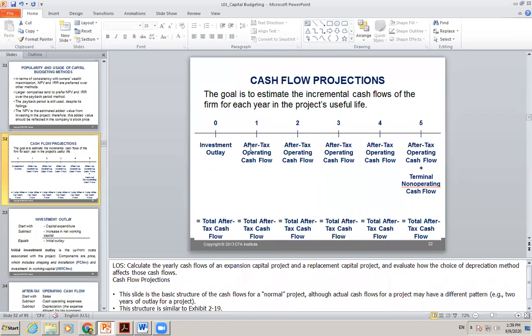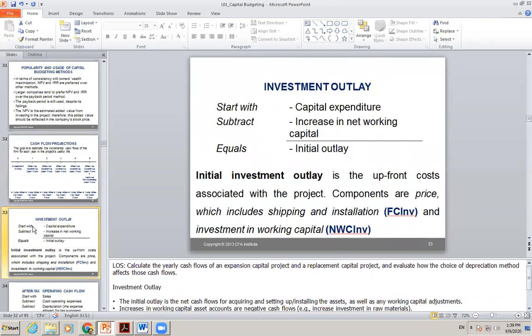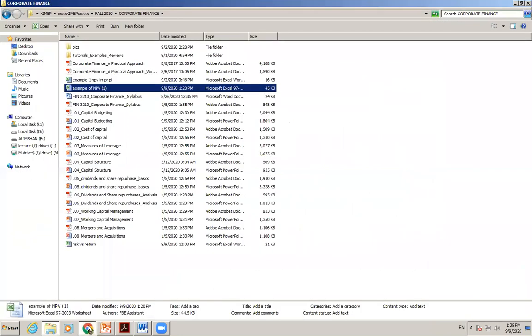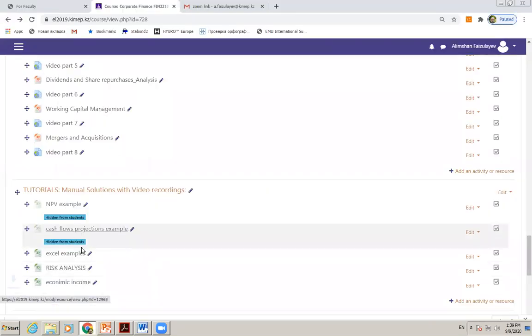So we know how to calculate investment outlay. We know how to calculate after-tax operating cash flow. Now the time came to calculate the terminal non-operating cash flow, the last part of the calculation of cash flow projections. And then we're going to add them up and try to calculate the NPV. Now, just want to illustrate.